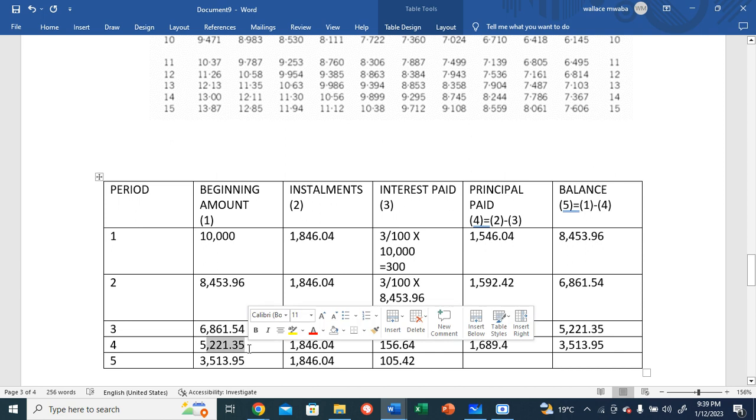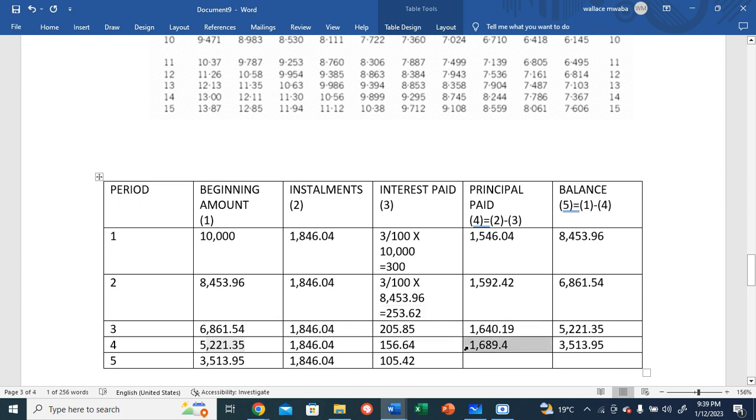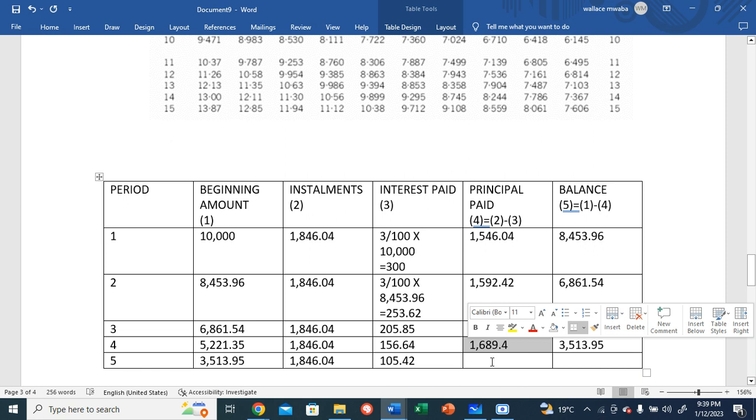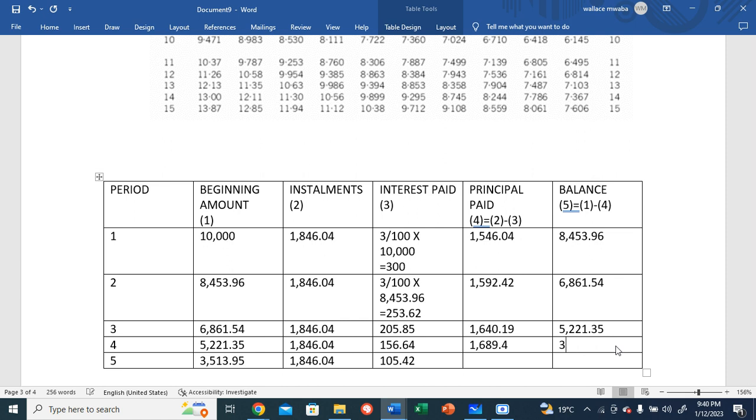So then we're going to say 5,221.35 minus 1,689.4. Okay. I'm happy at least we're being observant. Right? So remember, in an exam, what I advise, be as patient as possible because these errors, anyone can make them. Errors of transposition, we can all make it.